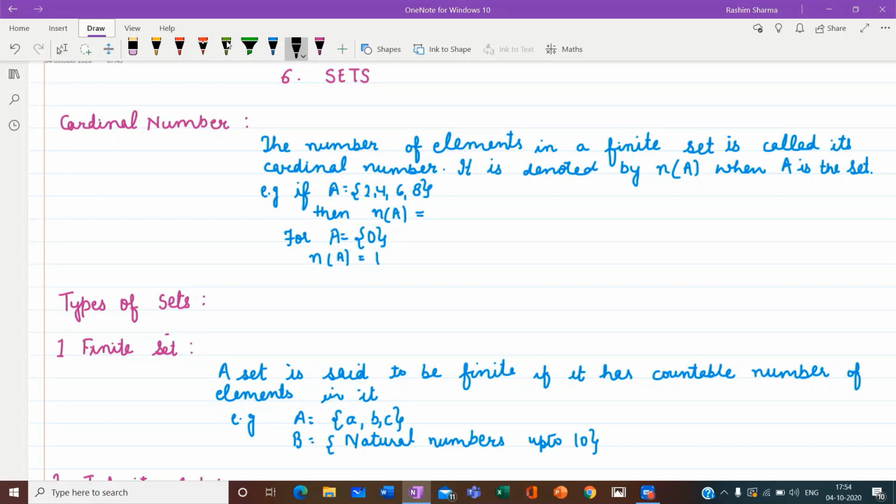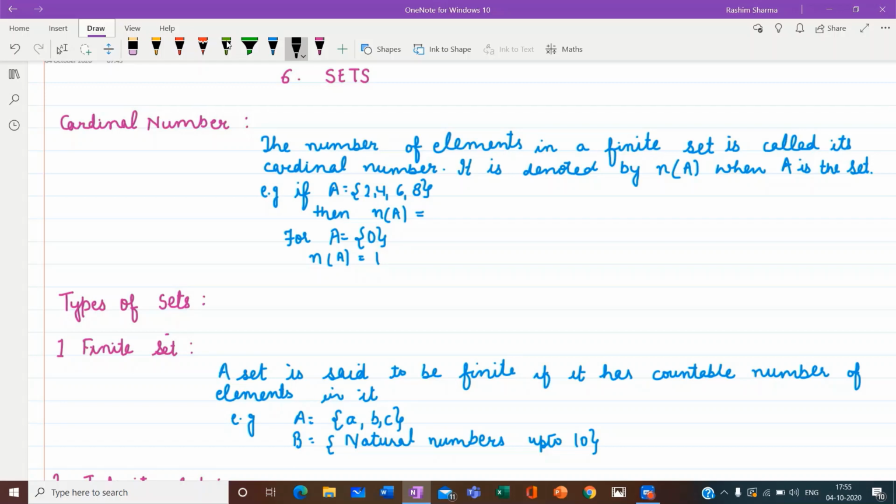Hello students, in today's class we will continue with chapter 6, sets. First of all, today we will discuss cardinal number. The number of elements in a finite set is called its cardinal number. It is denoted by n, and in round brackets we write the name of the set. So n(A) is for cardinal number.